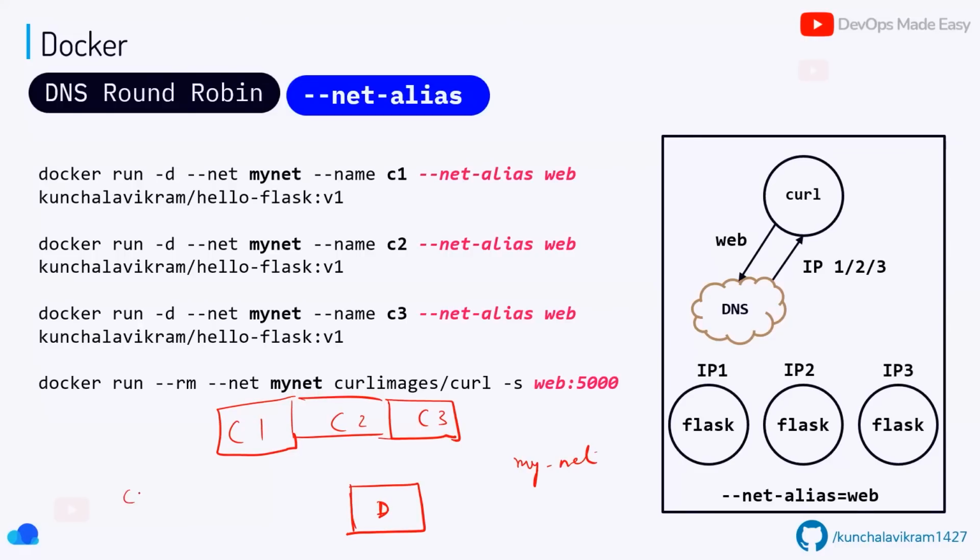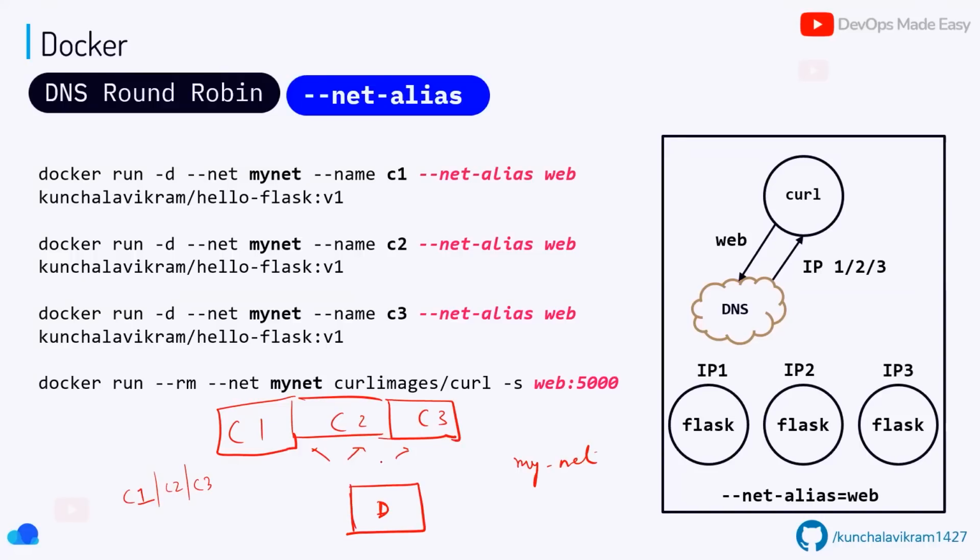I'll use C1 as the host name, right? Correct? Yes, Vikram. Or if I have to talk to C2, it is C2, and C3 for C3. So what if I want load balancing where I won't directly talk to C1, C2, and C3? I'll use a single entry point name. That entry point should actually talk to different containers.